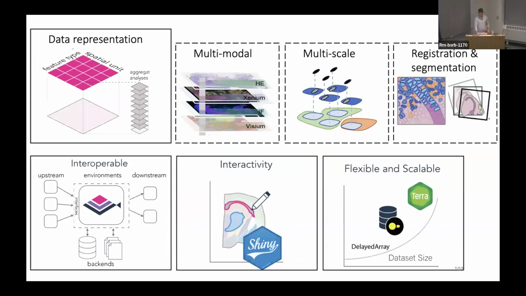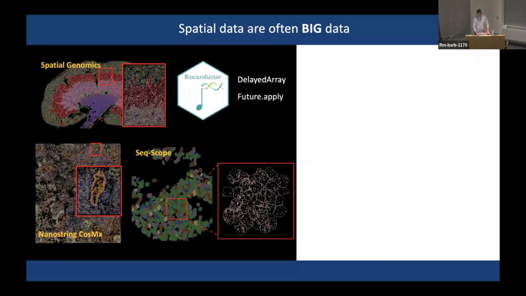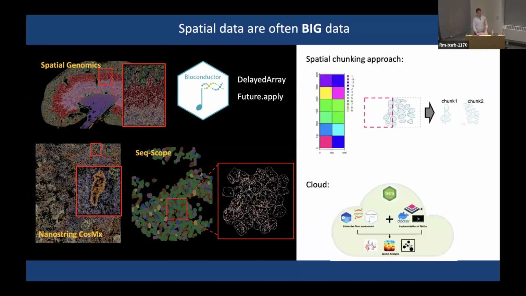All right, and then one final thing, going back to what I said before, is flexibility and scalability. And I just have a couple of slides. So the data is really huge. Looking at, for example, spatial genomics data, the NanoString CosMx data, the SCSAP data, we have implemented some state-of-the-art methods from the Bioconductor community, including DelayedArray, which allows you to do delayed operations on a matrix, for example, and implemented parallelization. But even then, some of these operations are almost impossible.